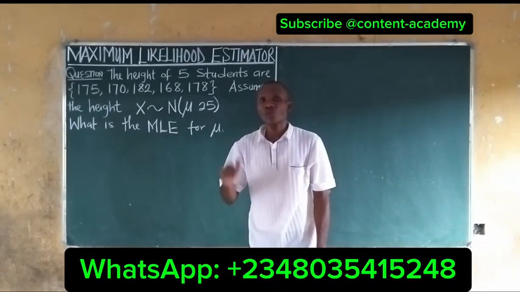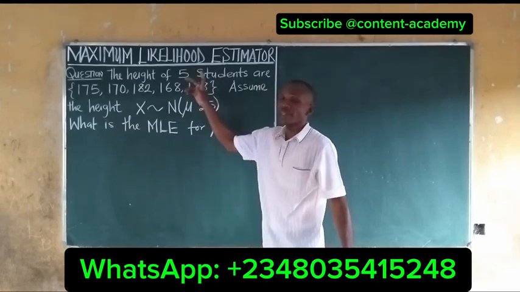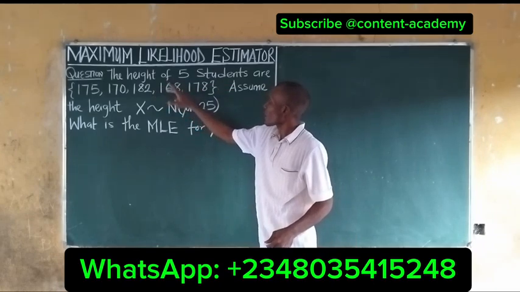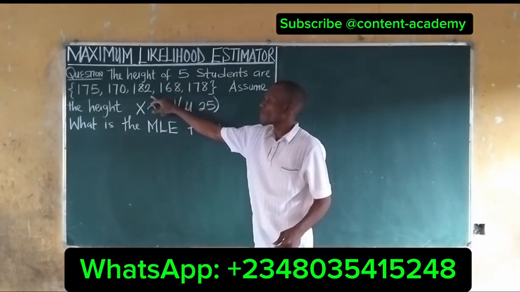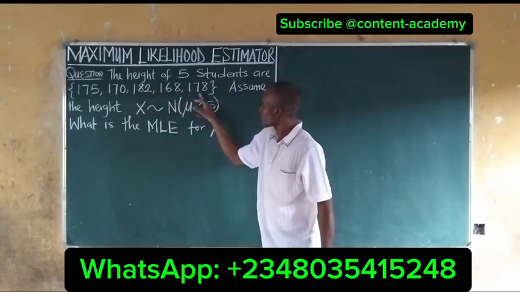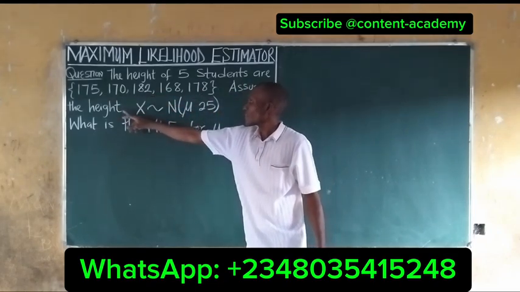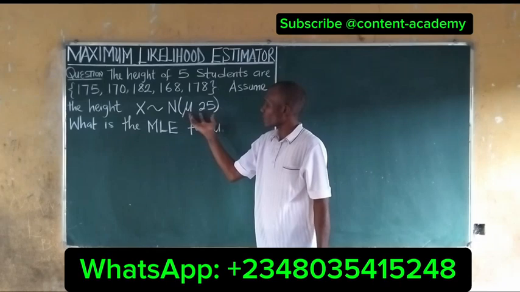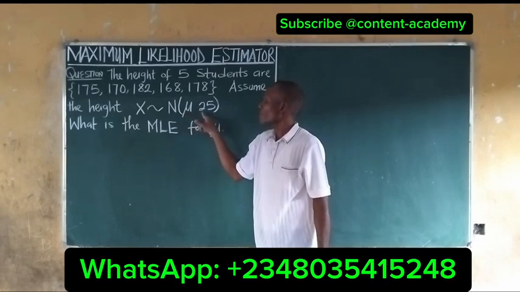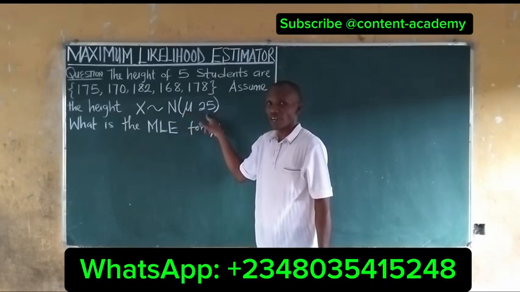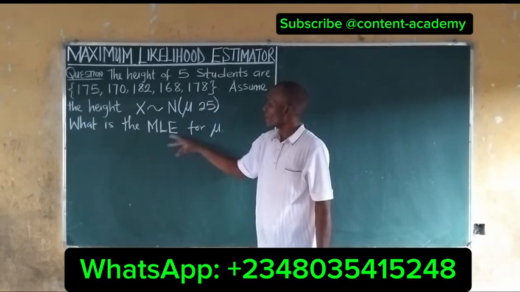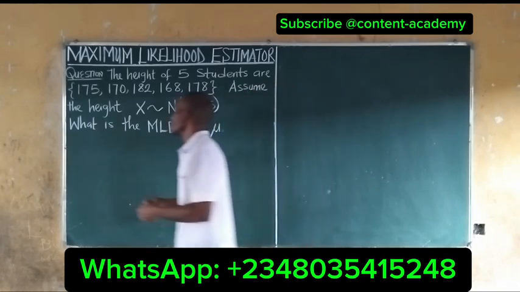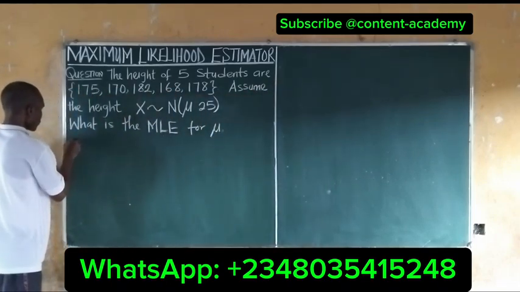In this video, we have to solve the equation on maximum likelihood estimator. And we are given the equation here with data. We have the number of observations to be 5, which are these data given. And we assume that the height, which is x, follows a normal distribution. And if we watch out, the mean is mu, but the variance is known, which is 25. So we are asked, what is the maximum likelihood estimator for the mean? So it is the mean we have to compute.